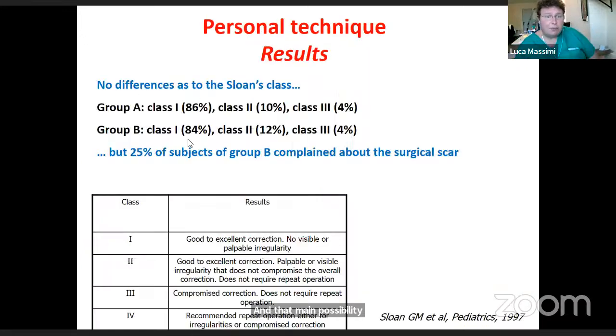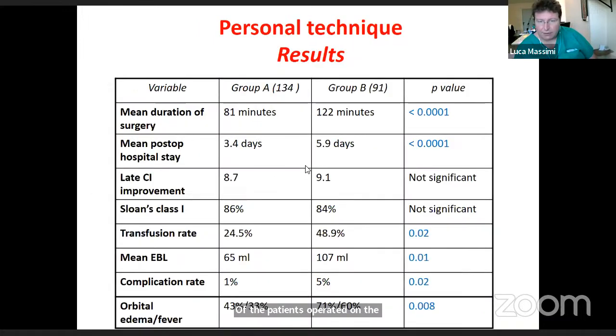No differences, as was mentioned, but 1/4 of the parents, the family of the patients operated on with the open technique, complained about the surgical scar. Another advantage of the so-called minimally invasive techniques was the shorter duration of the surgical operation and the reduction of the hospital stay.